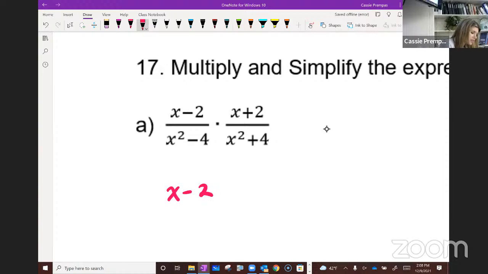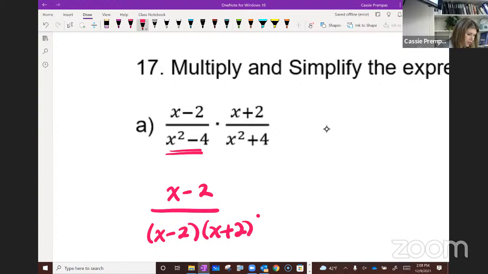So if I look at the denominator of the first fraction, can we factor this? Yep, what does that factor into? Good, x minus 2 times x plus 2. Can I factor the second denominator? Actually, no. Why can't I? You're correct, because it's a plus sign, awesome. So this is going to just stay as x squared plus 4.